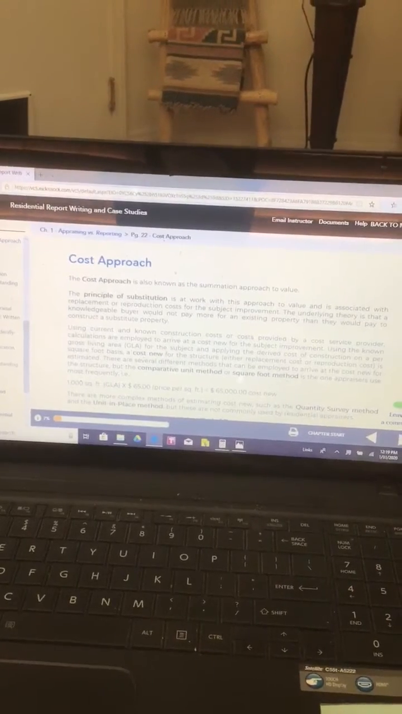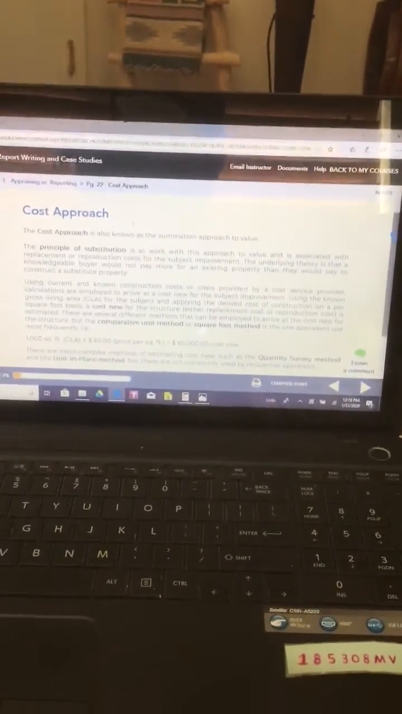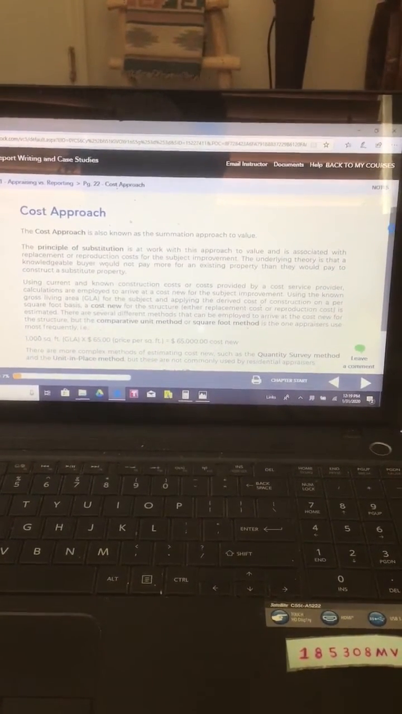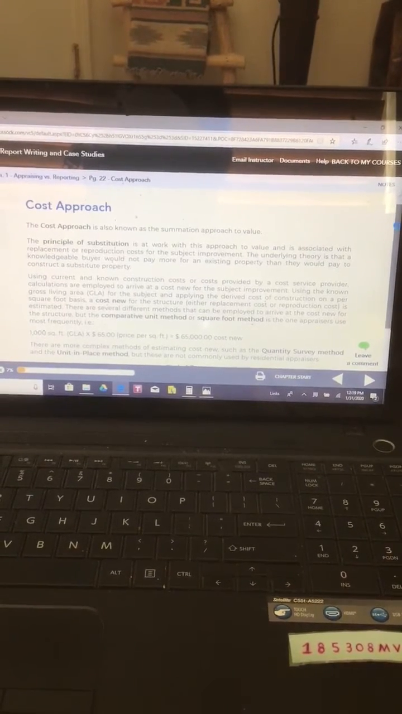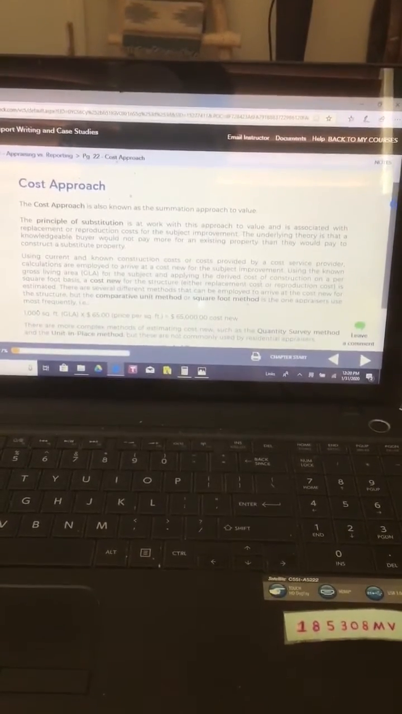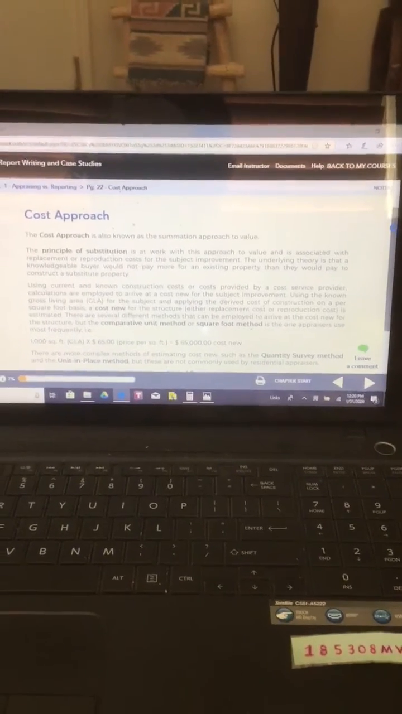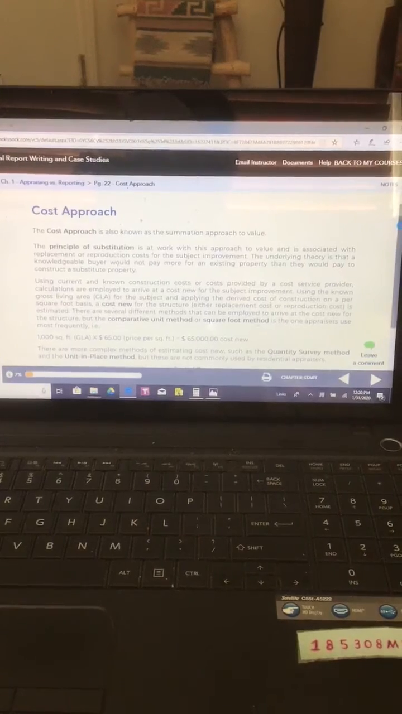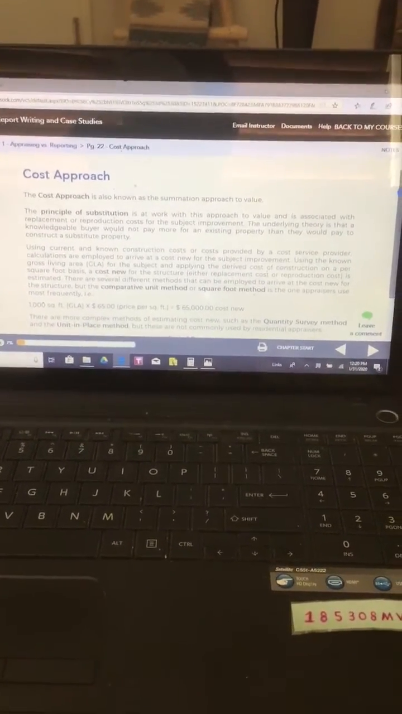Page 22, cost approach. The cost approach is also known as the summation approach to value. The principle of substitution is at work with this approach to value and is associated with replacement or reproduction costs for the subject improvement. The underlying theory is that a knowledgeable buyer would not pay more for an existing property than they would pay to construct a substitute property.